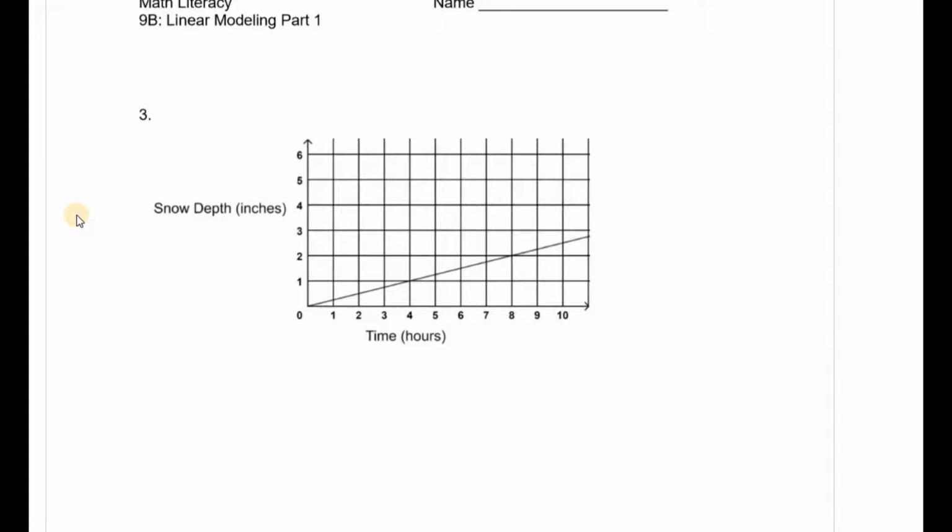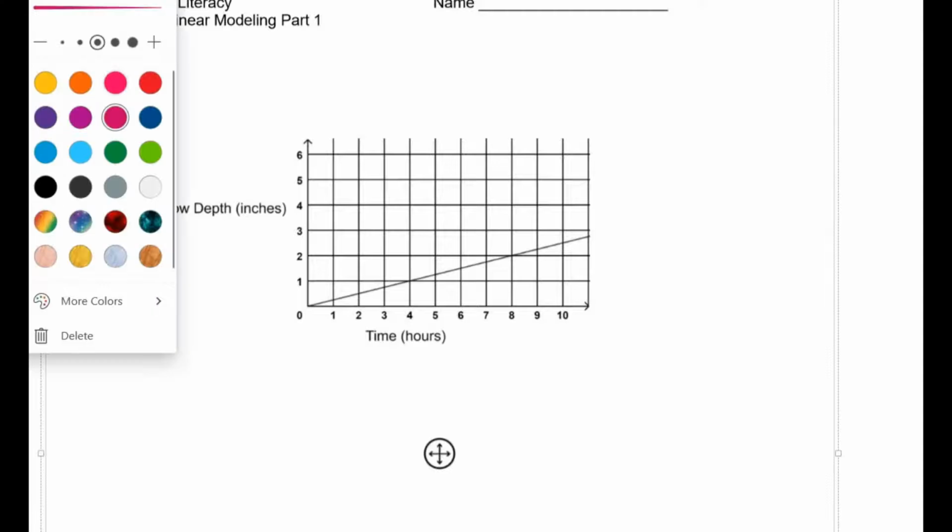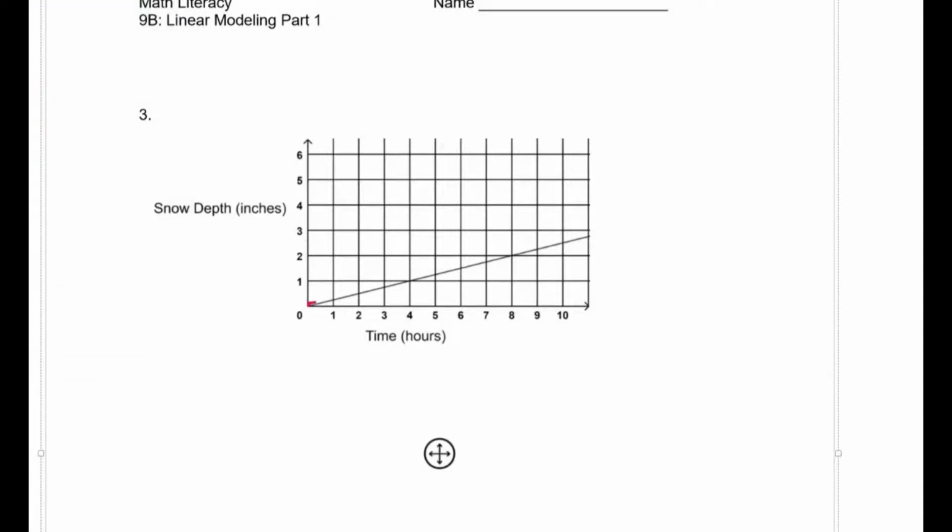In this problem, my independent variable is time, and my dependent variable is the snow depth in inches. And as we read this graph, I see that as I go over 4 hours, my snow depth goes up by 1 inch. Right? So go over another 4 hours and up another inch. So the depth of the snow increases 1 inch every 4 hours.